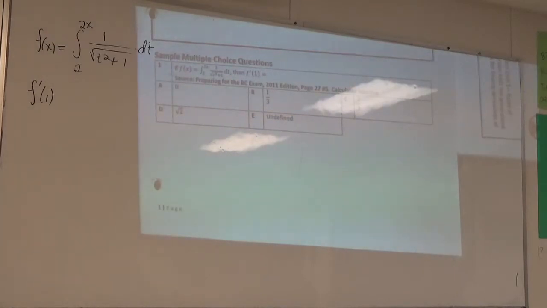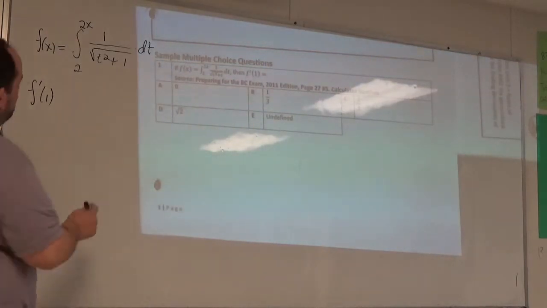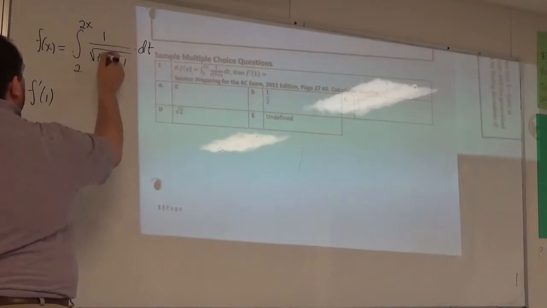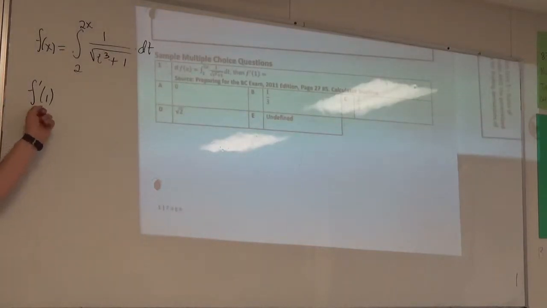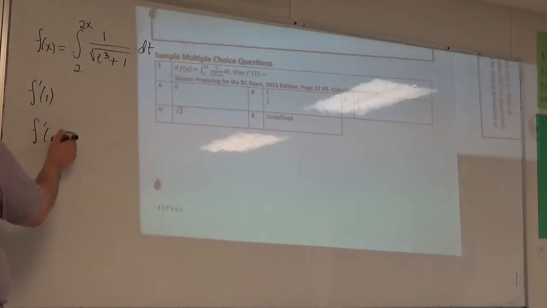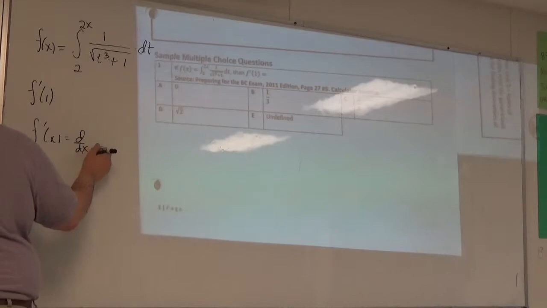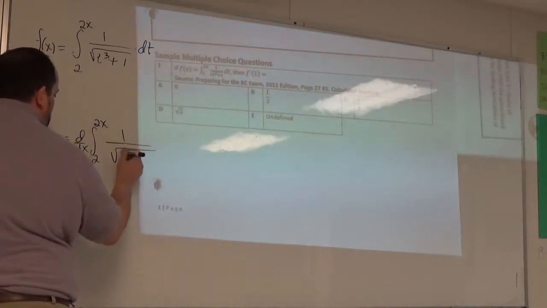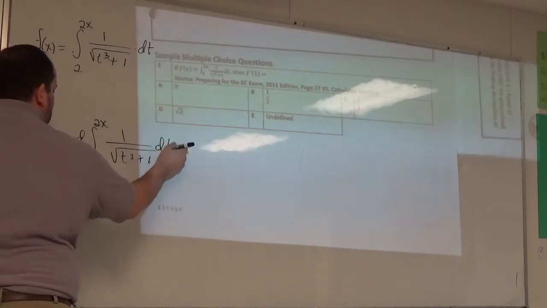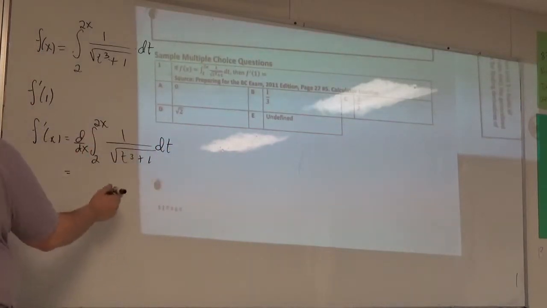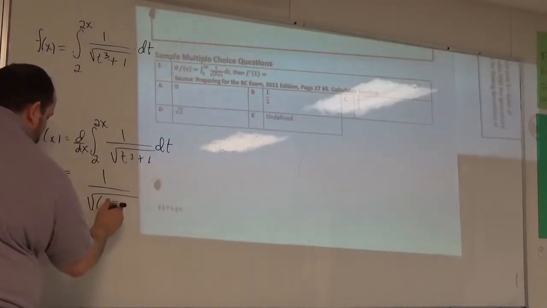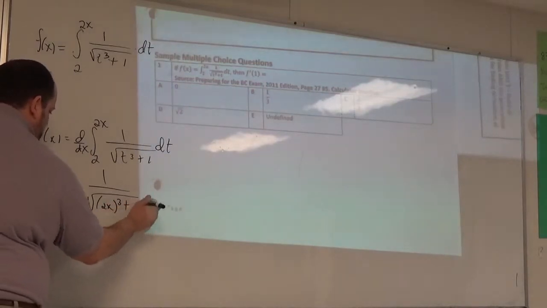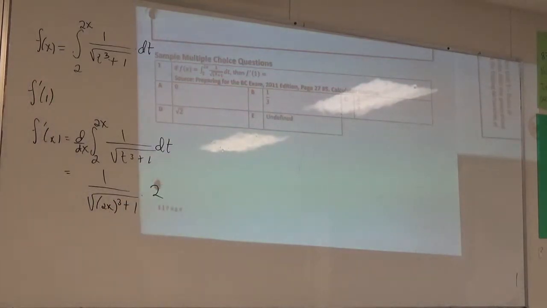I think you put t cubed. T cubed, thank you. Okay? I want f prime of 1. This is a two-step process, and I need to see both steps. The first thing, you need to find f prime of x. So the derivative of the integral from 2 to 2x of 1 over square root of t cubed plus 1 dt. It takes me longer to write that than to write the answer. 1 over the square root of (2x) cubed plus 1, times 2.